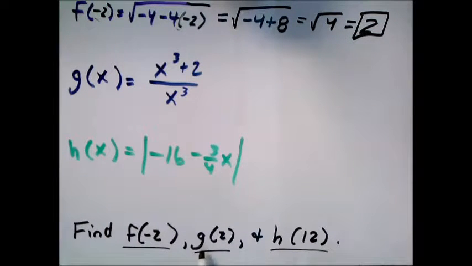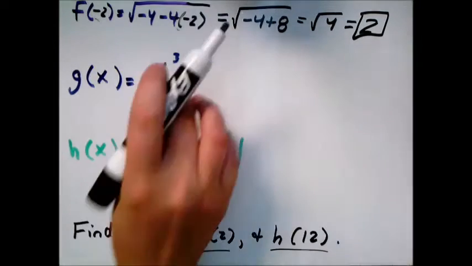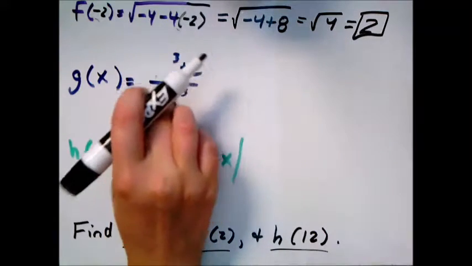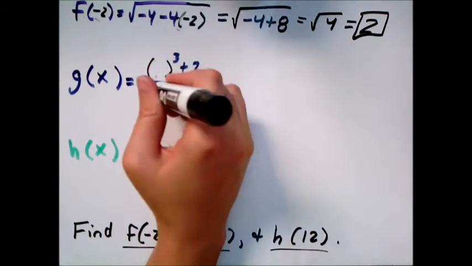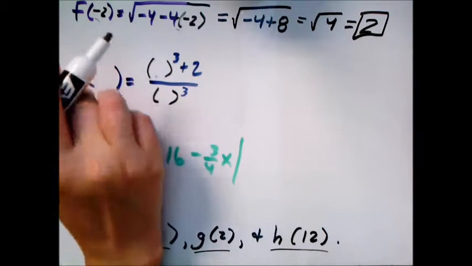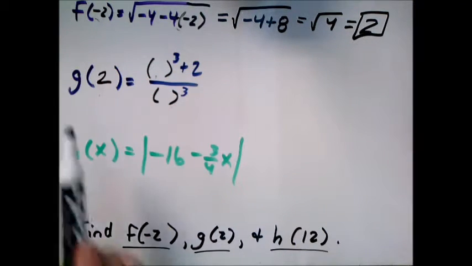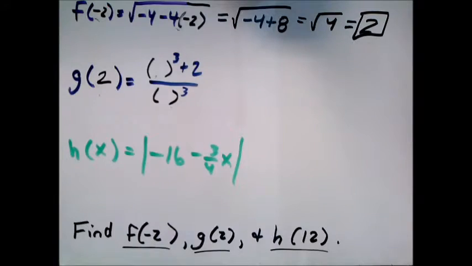All right, then they want us to do g of 2. So the function name g, take and make the input 2. So where these x's were, I'm going to make blank space so I can input something. And then if I look at my function notation, it's saying input 2 where x used to be.